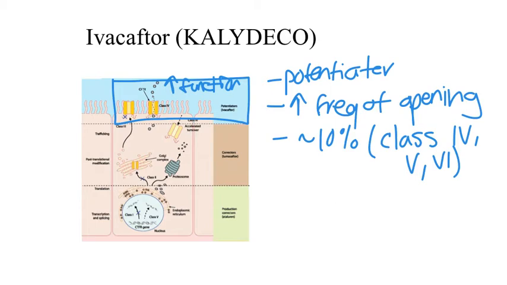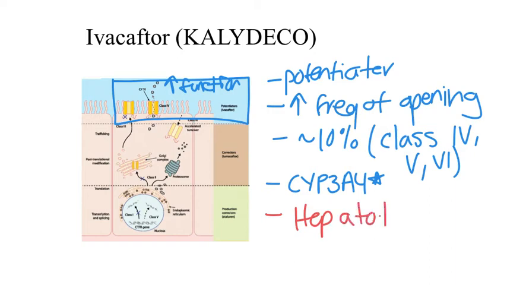Ivacaftor is a substrate of CYP3A4, and it is metabolized by the CYP3A4 enzyme. Therefore, there is some dose reduction required with concomitant 3A4 inhibitor therapy. Given its inhibition of CYP3A4 and its heavy first-pass metabolism, ivacaftor also has the potential to cause hepatotoxicity. Ivacaftor has a half-life of approximately 12 to 15 hours, and therefore is typically dosed twice per day.